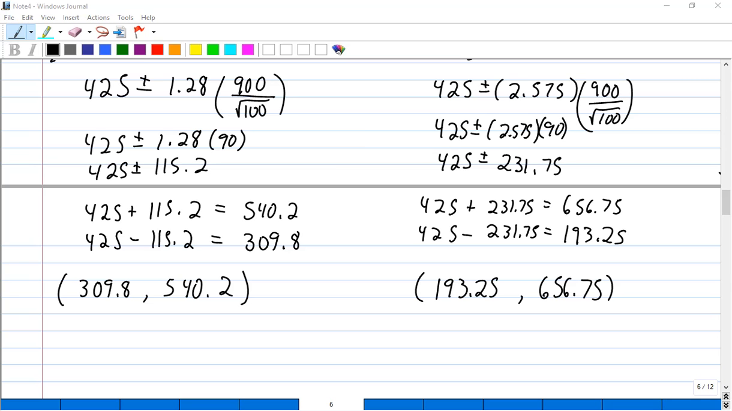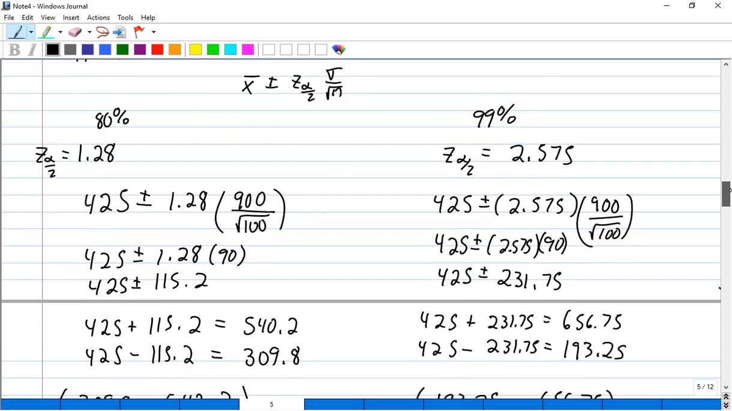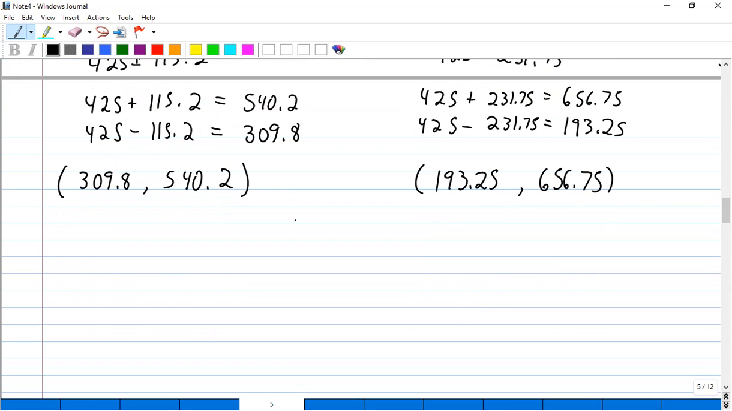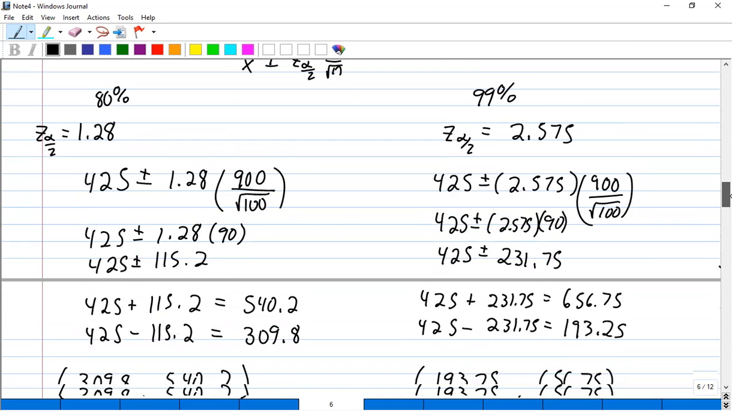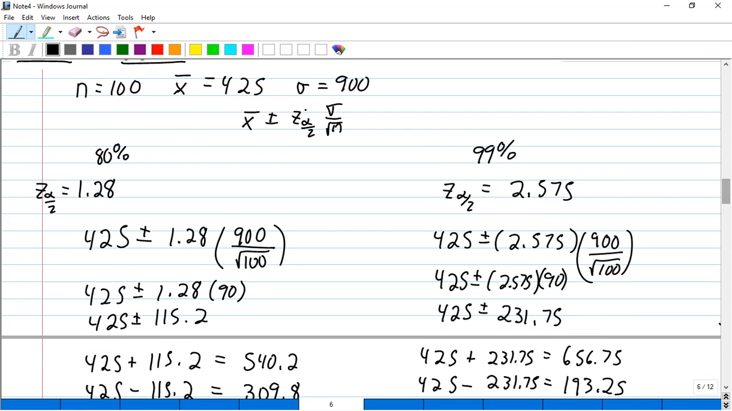So, in some textbooks, after they show you the formula, like that, they would just say x bar plus or minus E. That would be like the sample mean plus or minus the margin of error. All right, in this case the E is z sub alpha over 2 times sigma divided by the square root of n.